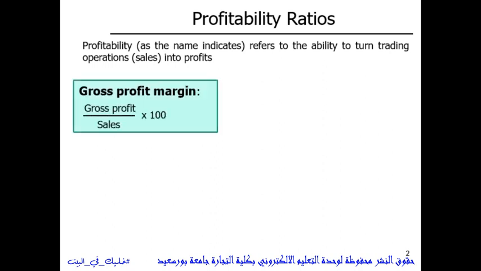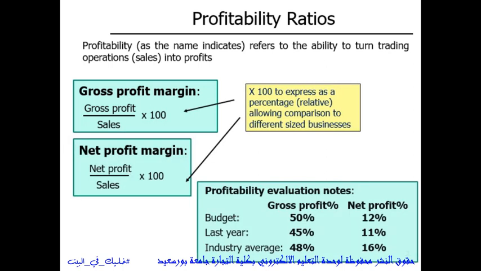The first one is gross profit margin, which is equal to gross profit divided by sales multiplied by 100. The second one is net profit margin. It's equal to net profit divided by sales multiplied by 100. Again, from the name of each one, gross profit margin equals gross profit divided by sales multiplied by 100, and net profit margin equals net profit divided by sales multiplied by 100.